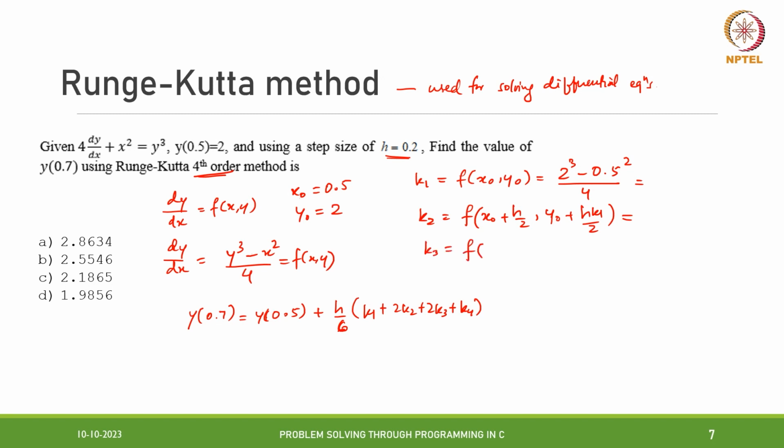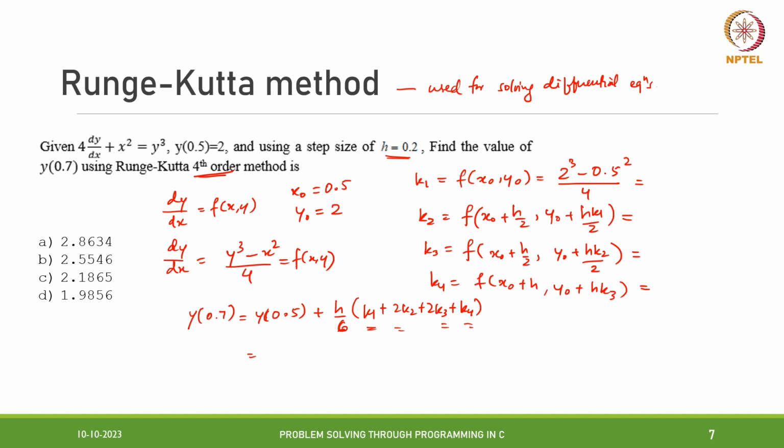Now k3 will be f of x naught plus h by 2 comma y naught plus hk2 by 2. Okay, and finally k4 will be f of x naught plus h comma y naught plus hk3. So you can calculate k1, k2, k3 and k4. Then you replace them in this equation. So you put all the values of k1, k2, k3 and k4 here. Put the h value of 0.2 as has been told. So the step size is 0.2.